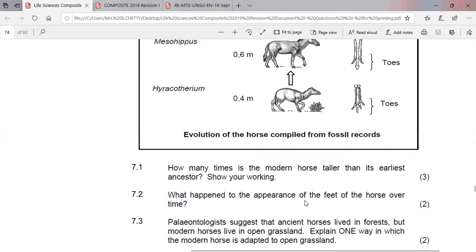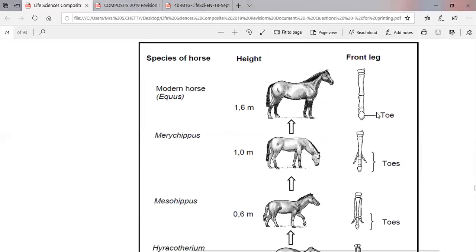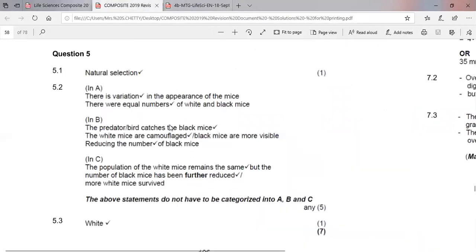What happened to the appearance of the feet of the horse over time? And paleontologists suggest that ancient horses lived in forests, but modern horses live in open grassland. Explain one way in which the modern horse is adapted for open grassland. The only difference between that one and that one is a toe. So let's look at how that big toe can help it.